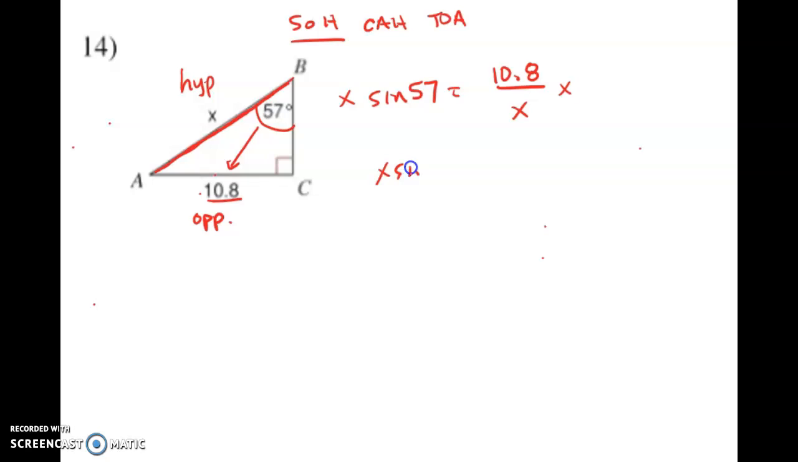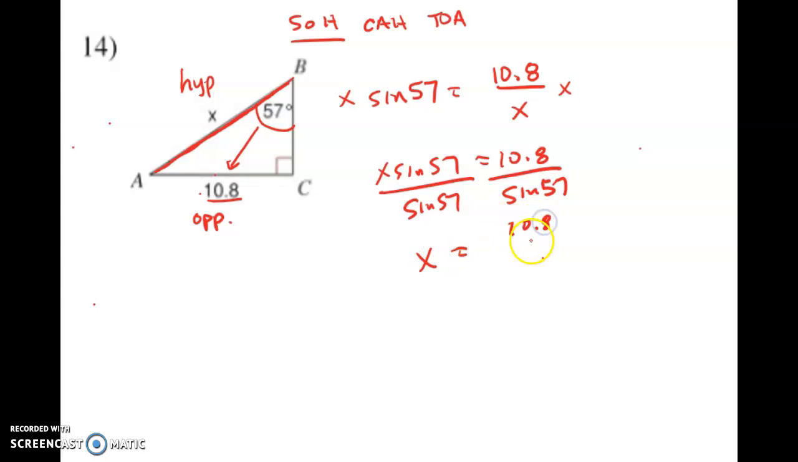So I get x sine 57, and then I divide by sine of 57. And I get x equals 10.8 divided by sine of 57.